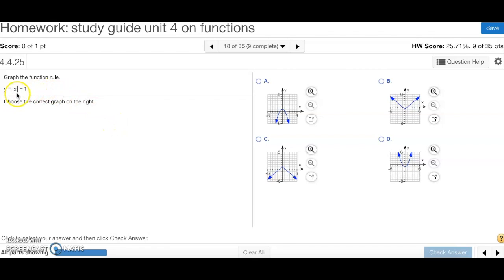Number 18, we're graphing the function rule. When we have absolute value bars, it means it is an absolute value function. Its graph looks like a V, so that means it's not going to be A or D. It will either be B or C. Minus 1 on the outside means we're shifting it down, whereas in C, you're flipping it upside down, so that means the answer will be B.